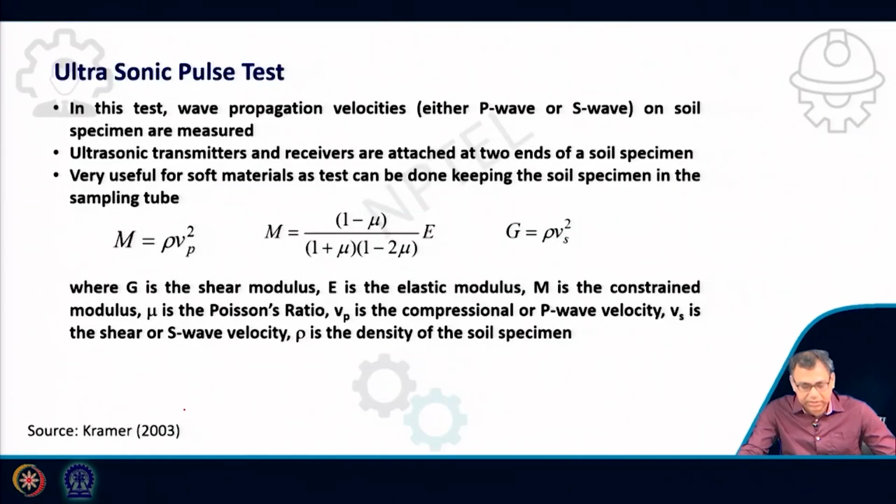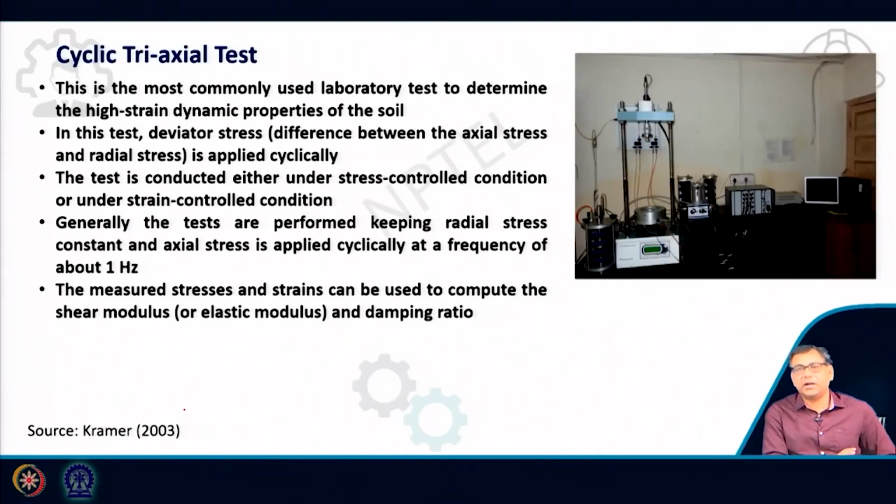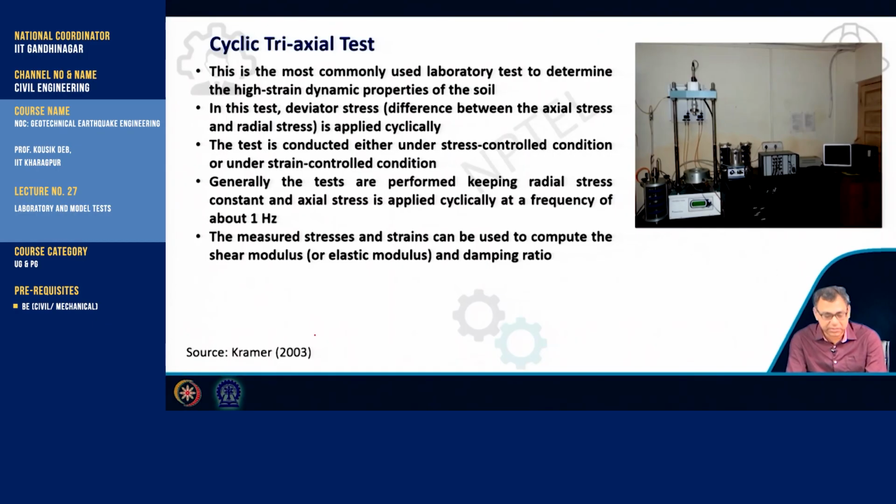So, next, these are the low strain laboratory tests. Next was the high strain laboratory test, that is the cyclic triaxial test. This is the most commonly used laboratory test to determine the high strain dynamic properties of the soil. For low strain dynamic properties of the soil in the lab, the most commonly used is the resonant column, and for high strain it is the triaxial test.